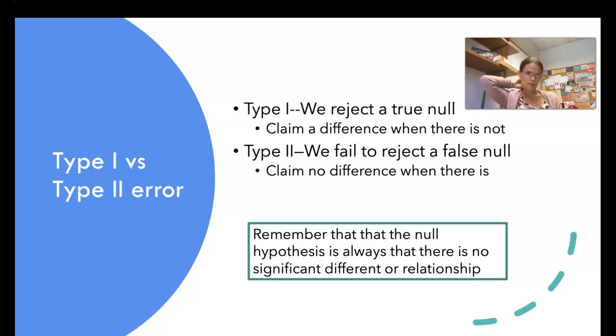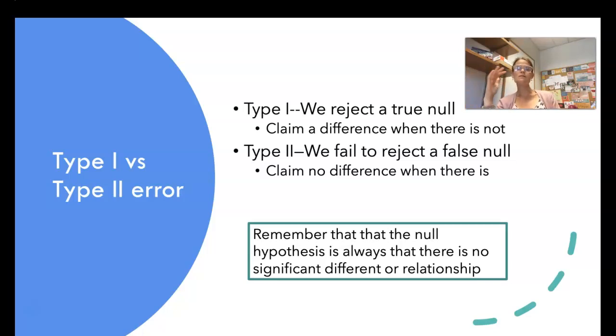So we have two types: type 1 and type 2. A type 1 error is when we reject a true null. So we claim there is a significant difference between two groups when there actually is not. And a type 2 error is when we fail to reject a false null. So we claim there is no difference when there actually is.